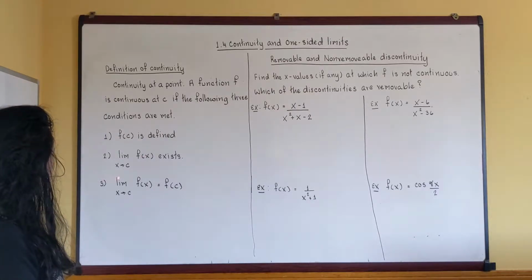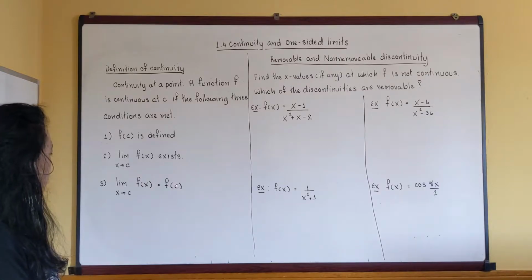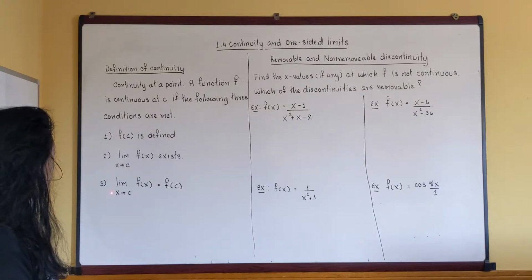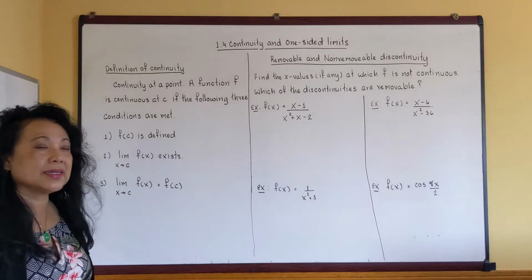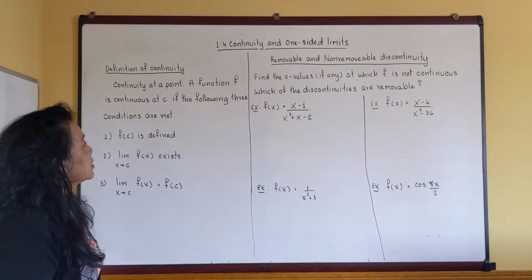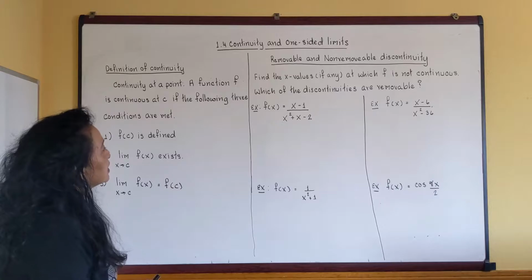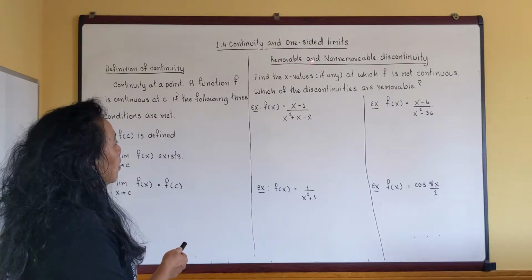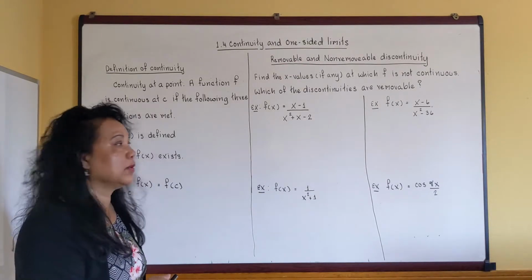The last one is the limit as x approaches c of f of x equals f of c. So basically you do direct substitution, c for x. So you have f of c. So a discontinuity can be removable or non-removable.